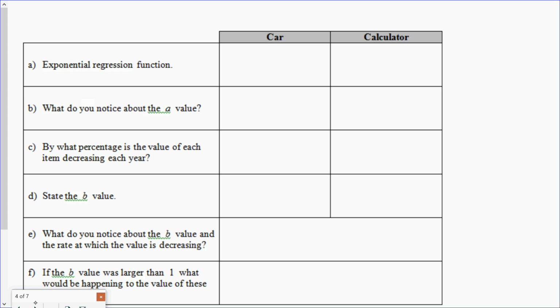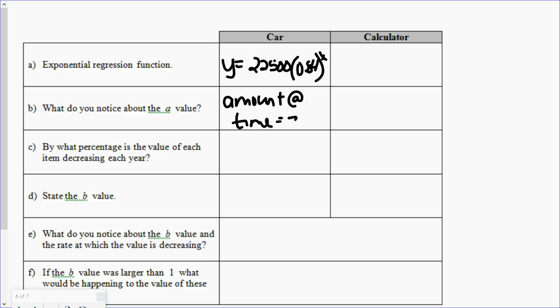Okay, so you've done both regressions. Uh-oh. Why isn't it writing now? There we go. So your regression for the car, y equals 22,500 times 0.84 to the power of x. A value is, again, amount at time 0. Your initial amount, again, you could write that as your y-intercept.